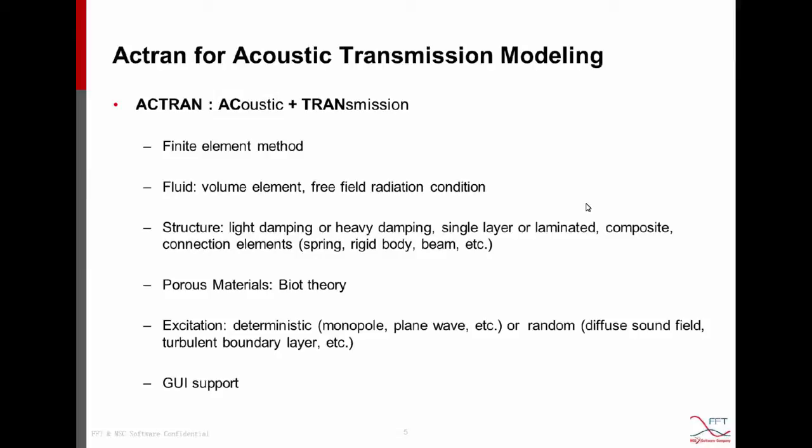Actran is a finite element code. It has fluid volume elements to model air or heavy fluid, and it has the free field radiation condition to model anechoic condition, for example. And in Actran, we can also model structure elements, including lightly damped structure or heavily damped structure, single layer structure or laminated structure, homogeneous material or composite material, and there is also capability in Actran to model detailed elements like the spring elements, rigid body elements, or beam elements that connect different structure panels.